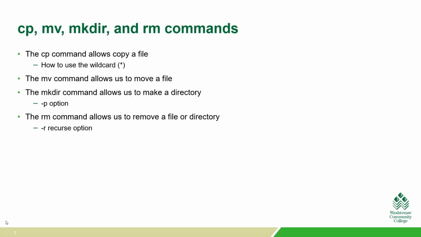Okay, to summarize, we looked at the copy command, which allows us to copy a file, and we took a look at how the wildcard works, which allows us to copy all the files of a directory into some other directory. We looked at the move command, which allows us to move a file and also allows us to rename a file. We looked at the mkdir command, which allows us to make a directory, and we also looked at that p option, which is basically the parent option, so we can make parent directories and subdirectories. And we looked at the rm command, which allows us to remove a file or directory, and specifically we focused on the recurse option because that's the only way you're going to be able to remove a directory.